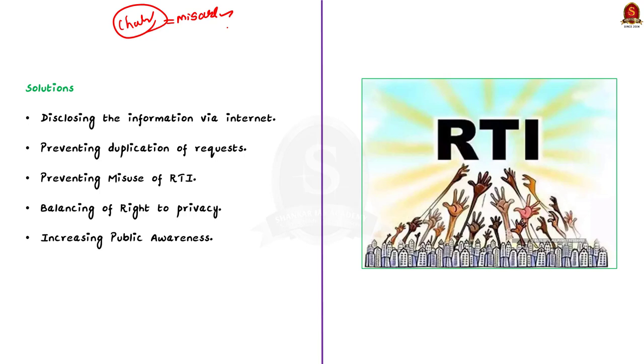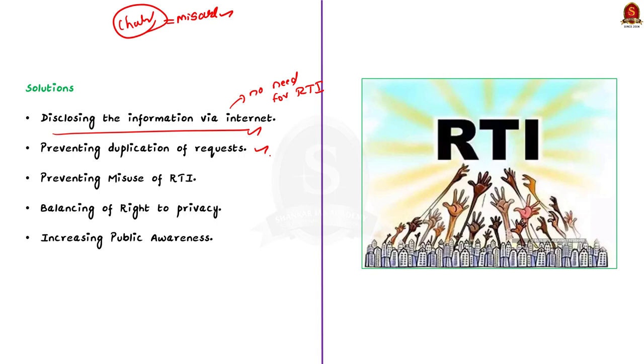Firstly, government can take steps to disclose information via internet. The government institutions should make all the permissible information available on their website. This way, people can quickly access the information they need, and it will also save the government some time. Secondly, government can take steps to prevent the duplication of requests. Many people file multiple requests for the same information using the RTI Act. This puts extra work on the government departments. We should have a system to stop these duplicate requests.